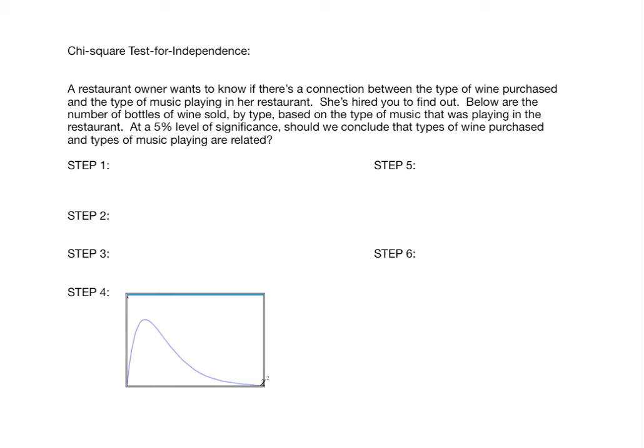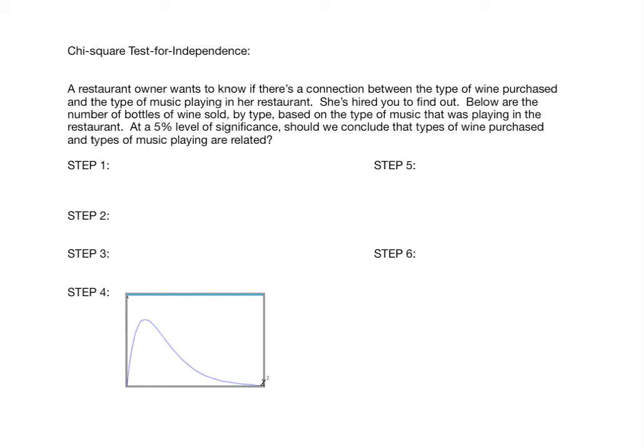Below are the number of bottles of wine sold by type based on the type of music that was playing in the restaurant. At 5% level of significance, should we conclude that the types of wine purchased and types of music playing are related? Of course, you don't see the contingency table here, but we don't need it anymore because we've already done the essential computations with it.